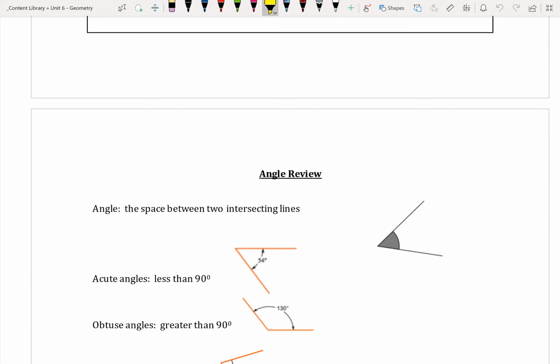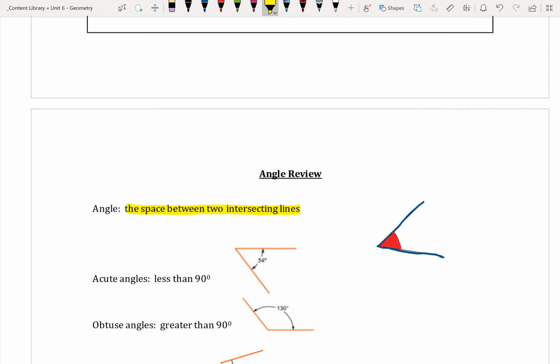At first, an angle is the space between two intersecting lines. So if we look at our diagram over here to the right, I have these two blue lines and they're intersecting. This space in between them that I'm coloring in red, this is your angle.